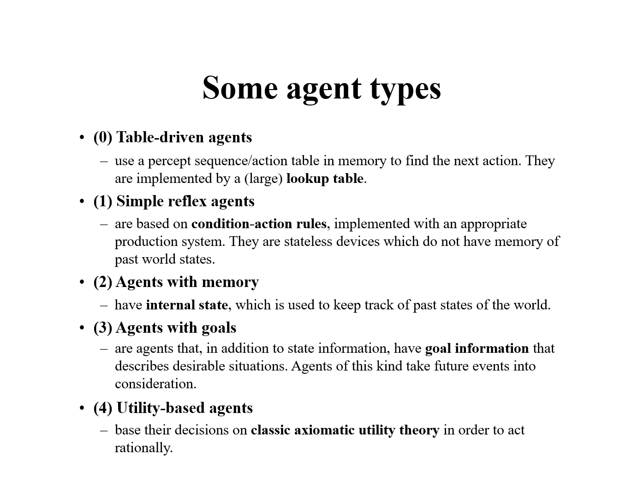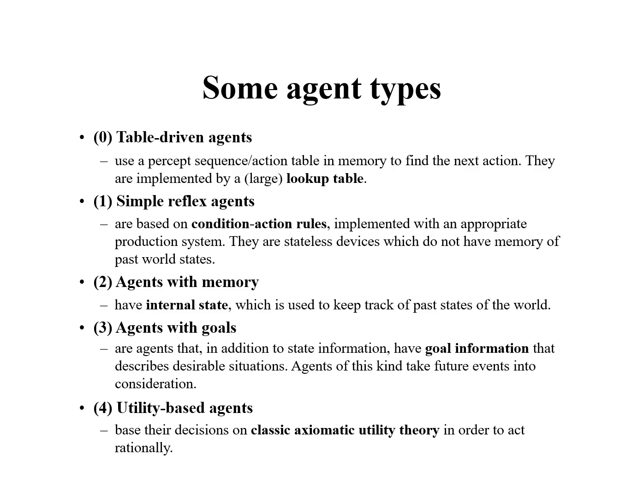And the next point is agents with memory. Okay, they have an internal state which is used to keep track of the past states of the world. They have knowledge about the past states of the world, right? They have internal states and have past knowledge about the world.